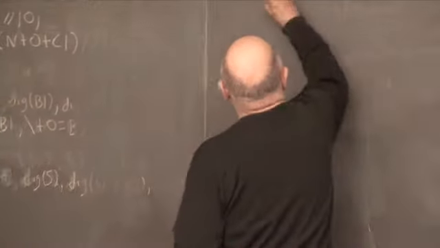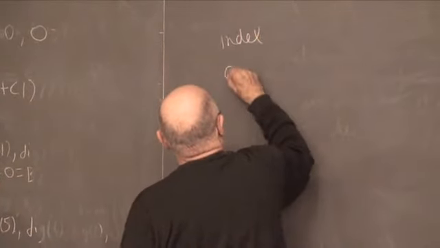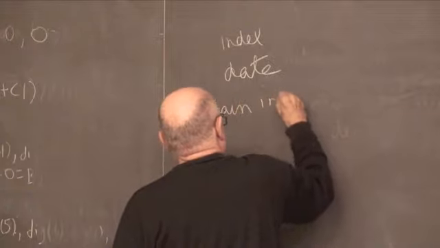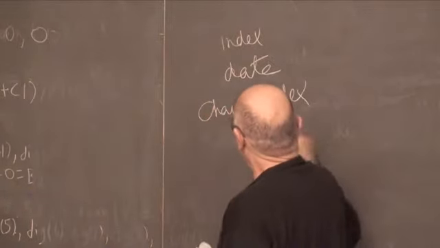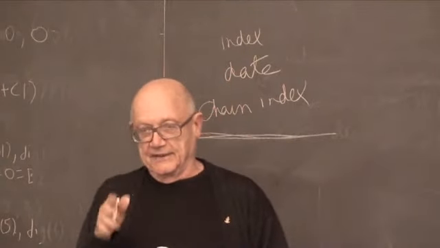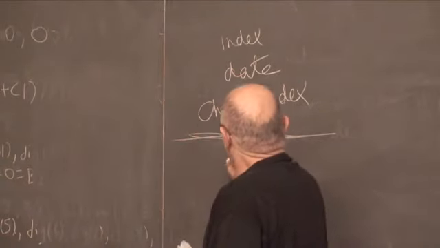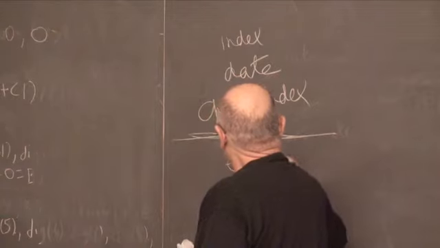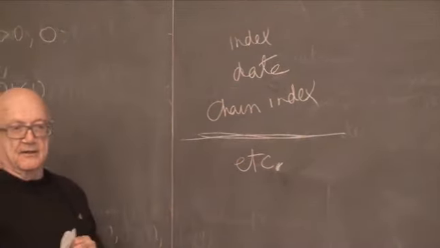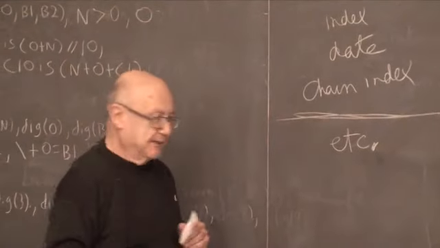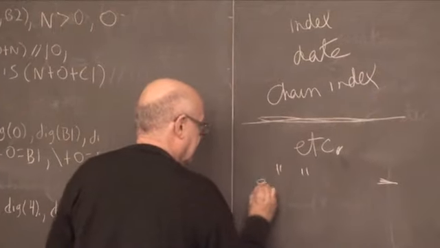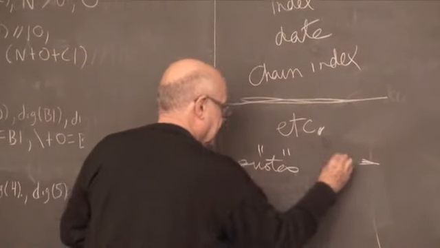So we've got the index, the date, chain index. These really go together in a way that doesn't quite apply to the remaining devices. Then there's the etc. And then there's a couple of devices that are aimed at elementalism, and they are quotes and hyphens. Quotes and hyphens.